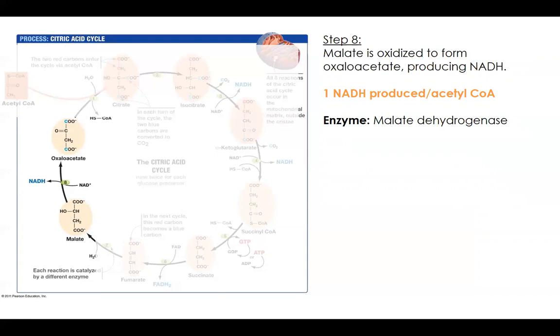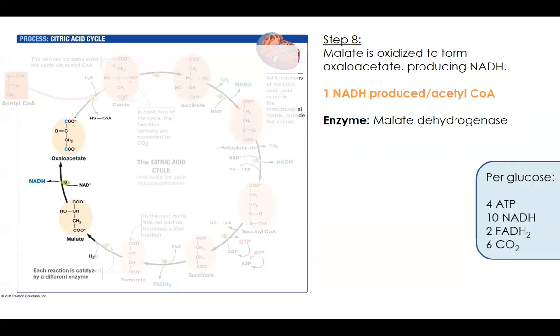Step 8, we get our last batch of NADH produced. So this is a redox step. All right, so we've got NADH. We're going to get 2 of those per glucose. All right, so 4 ATP total, 10 NADH, 2 FADH2, 6 carbon dioxide. So this is our running tally per glucose since we threw that glucose into glycolysis.